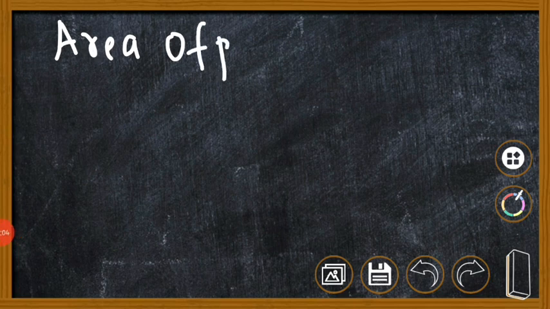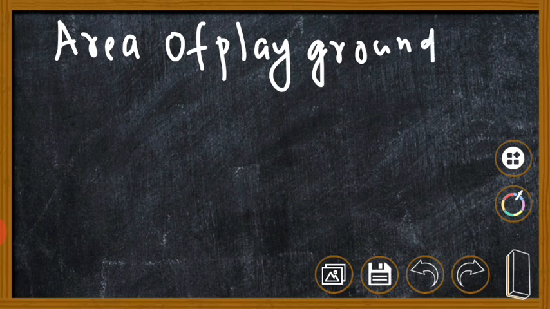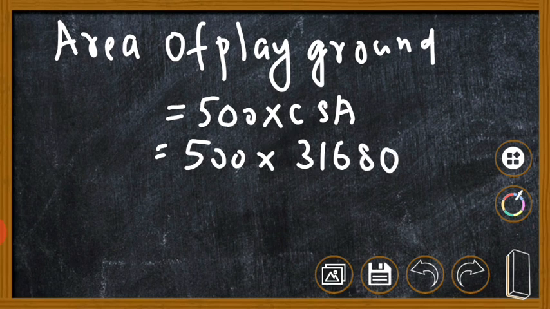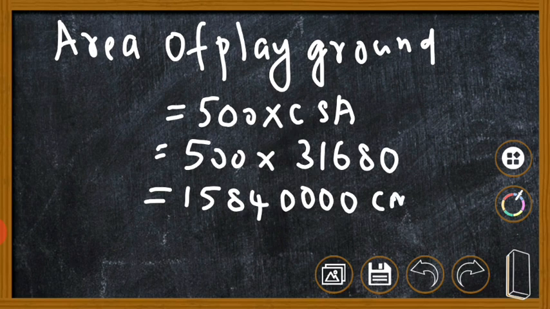So what is the meaning? Therefore, the area of the playground is equal to 500 into the CSA of the roller. That means 500 into, what is the CSA? 31,680. So you will get the final answer, it will be in centimeter square.